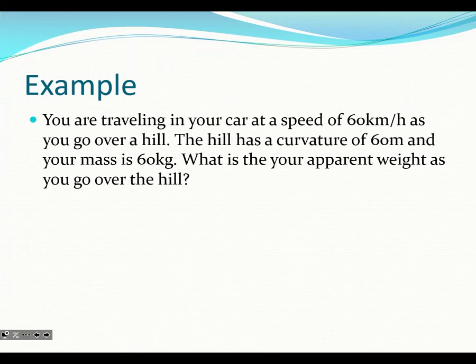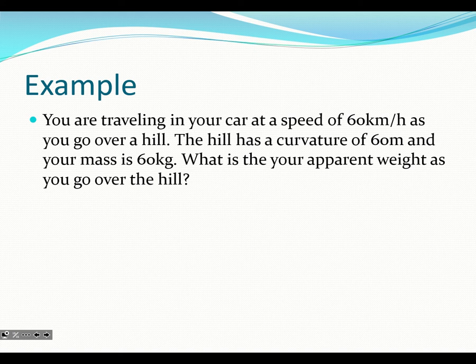Okay. This last question here is just a special type of situation. So you're traveling in your car at a speed of 60 kilometers an hour as you go over a hill. Your hill has a curvature of 60 meters and your mass is 60 kilograms. What is your apparent weight as you go over the hill?